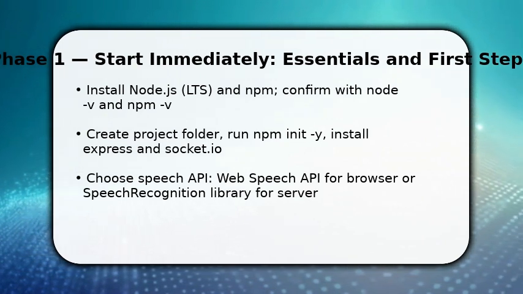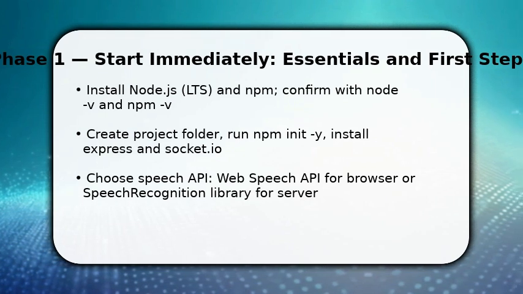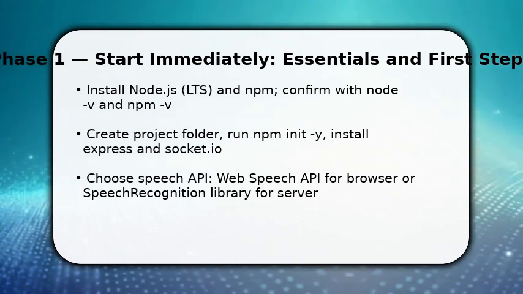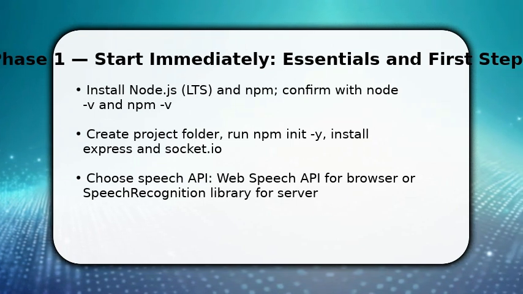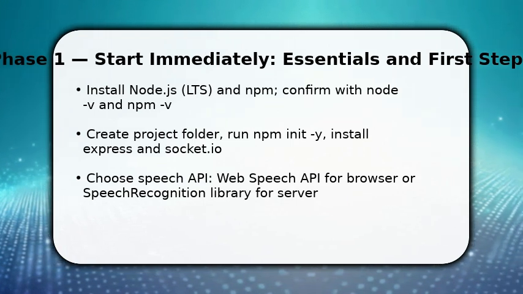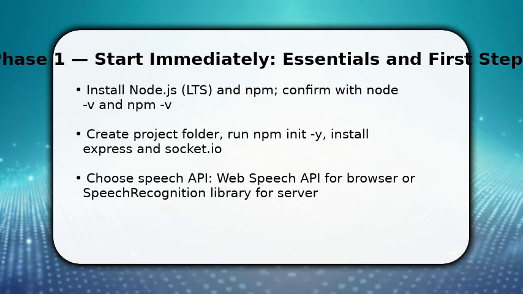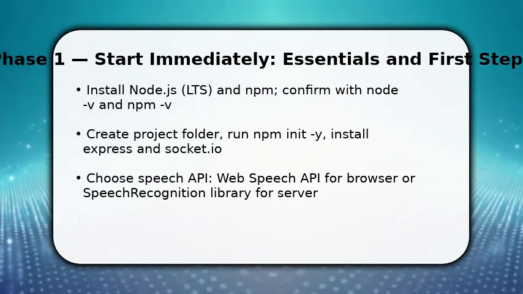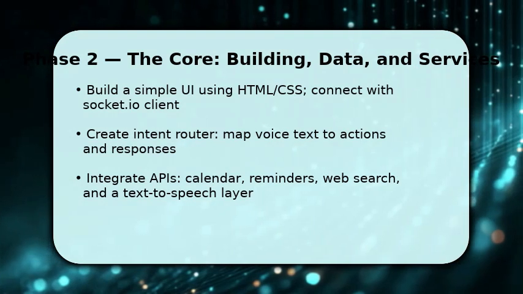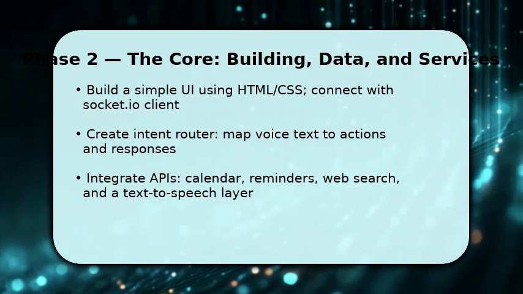You pick a speech input method next: the browser Web Speech API if you want low friction, or a speech recognition library for more control. You now wire voice to actions. Capture audio in the browser, convert to text with Web Speech API, and emit that text over Socket.IO to your Node server.